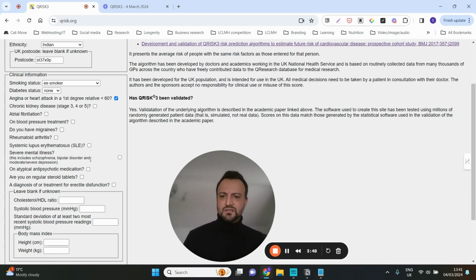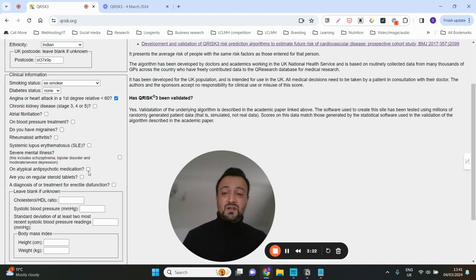Severe mental illness. I don't suffer with this. Why is severe mental illness associated with an increased risk? The main reason here is people that suffer with severe mental illness usually indulge in behaviors that are associated with increased cardiovascular risk, such as smoking, as well as not exercising, as well as not eating a healthy diet. So that's one lifestyle risk associated with the disease.